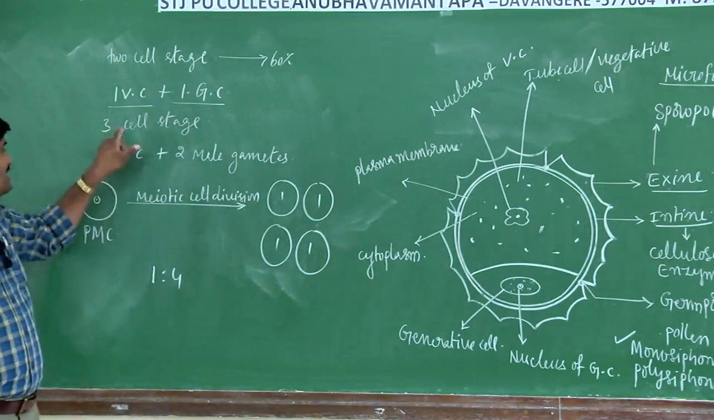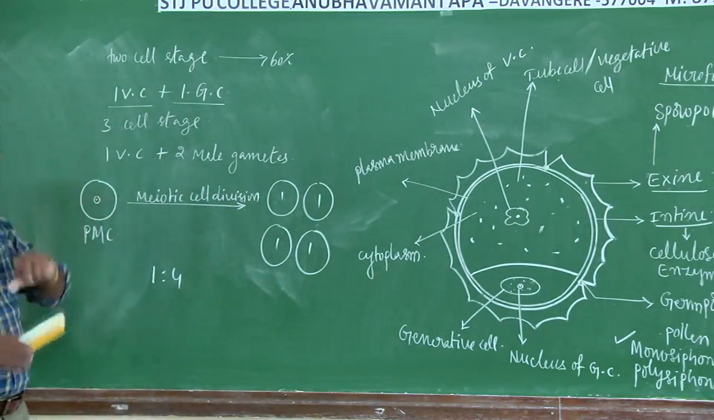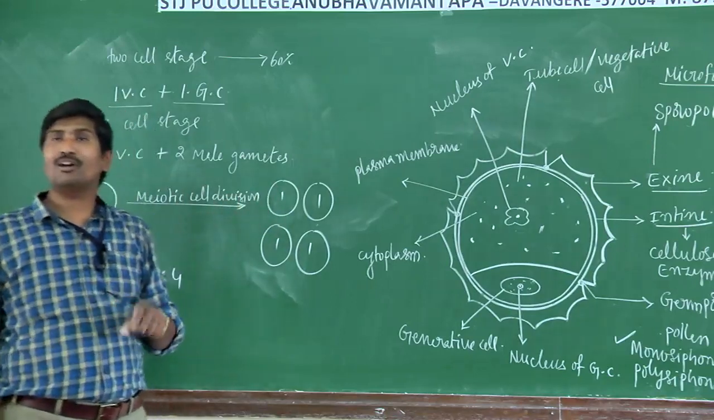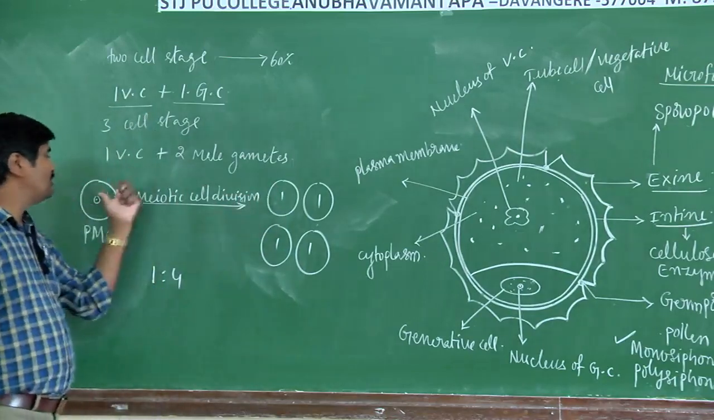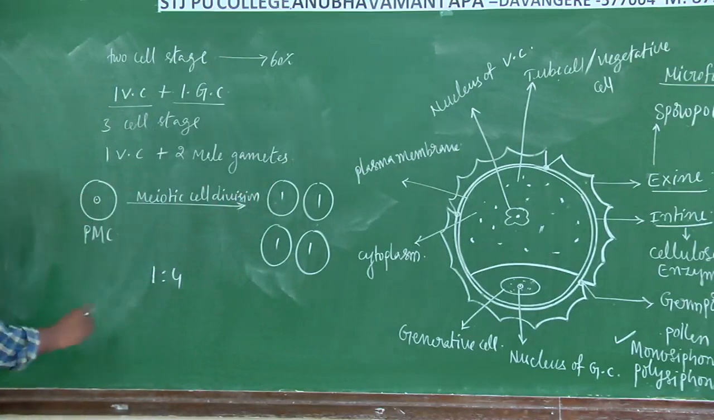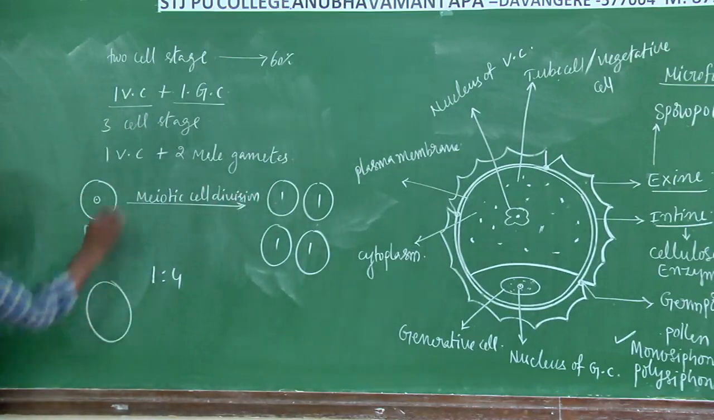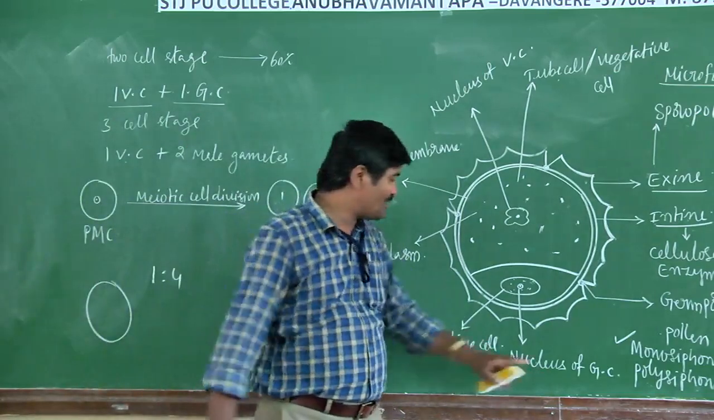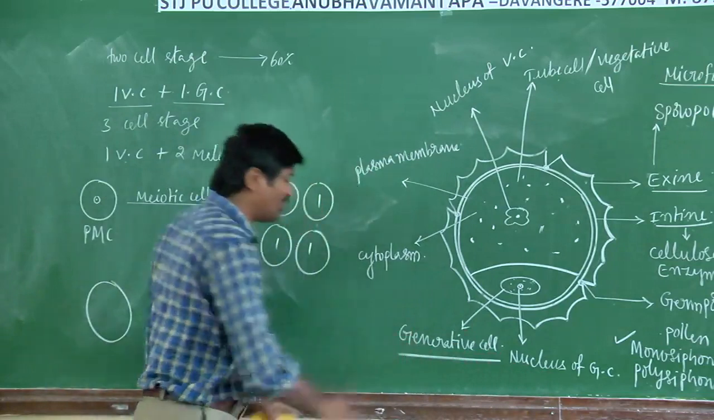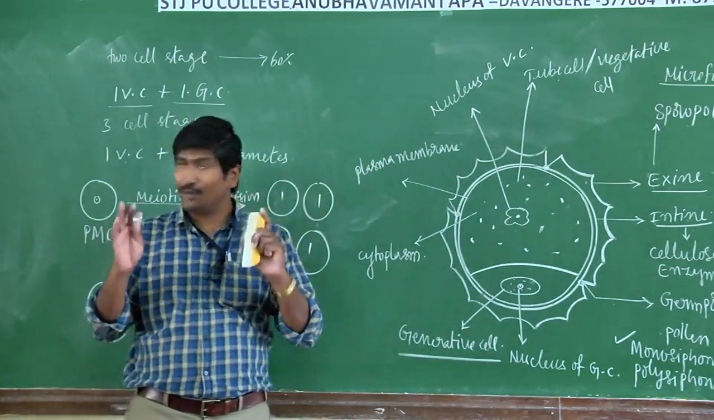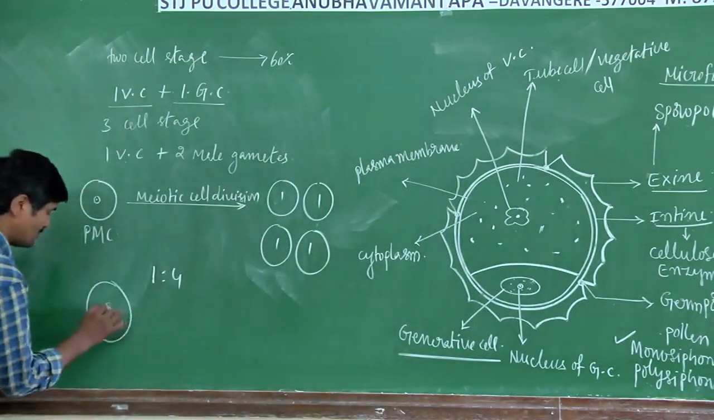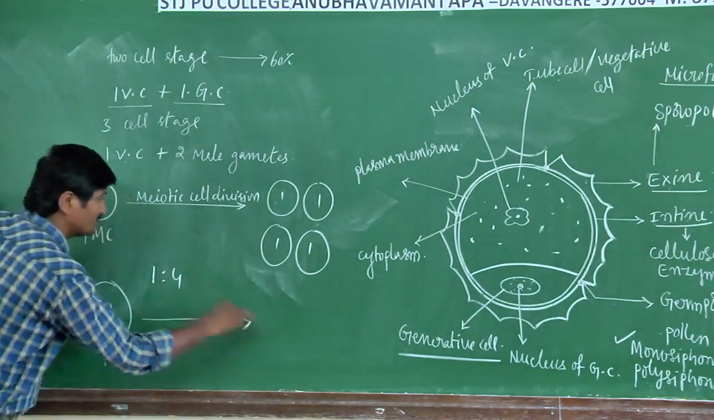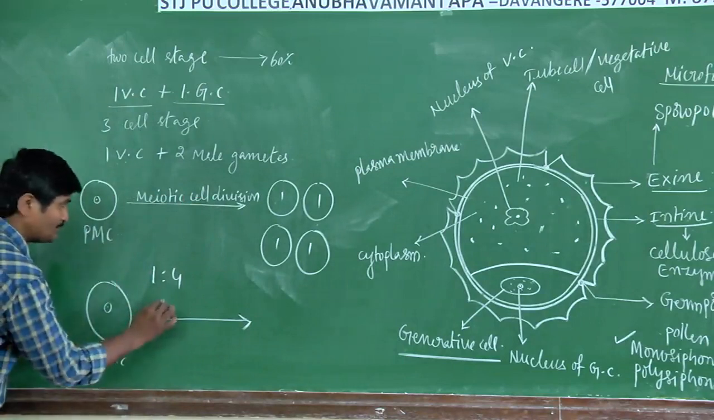What about the three-cell stage? In the three-cell stage, how many meiotic cell divisions and how many mitotic cell divisions are required from a single pollen mother cell? See here. What is the three-cell stage? One is the vegetative cell, another is the two male gametes. The two male gametes are developed from which one? The generative cell. Same pollen mother cell, same meiotic cell division.